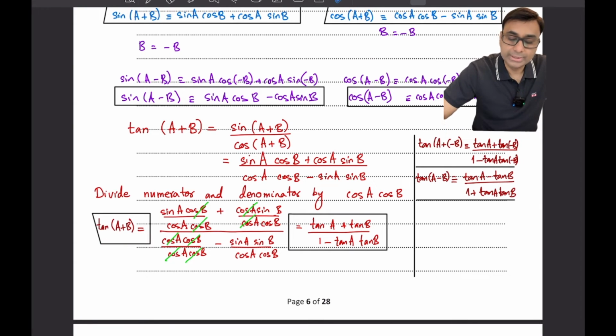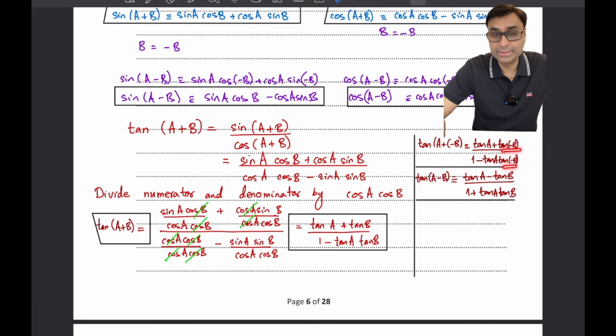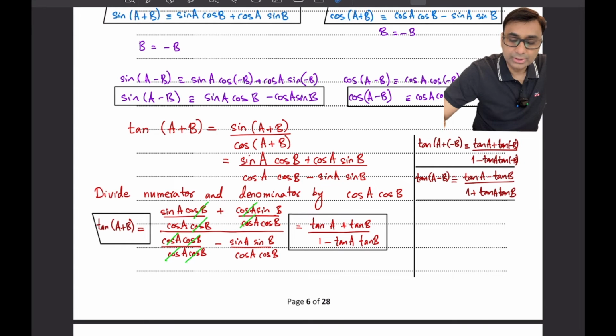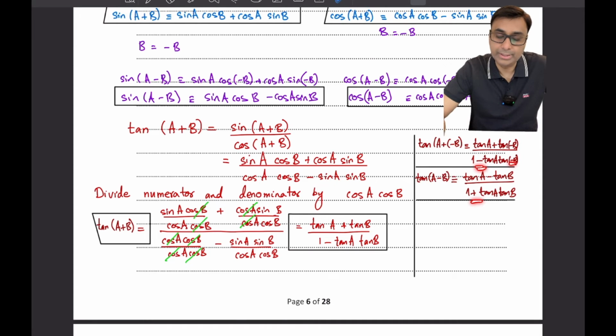I'm just going to replace everywhere that I have b with minus b. So it becomes tan of minus b and tan of minus b. And then we'll recall that tan of minus b is negative tan b. So this minus comes out, it becomes tan a minus tan b, and this minus comes out and it becomes minus minus plus, so it becomes plus tan a tan b.